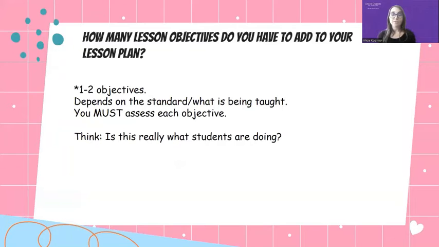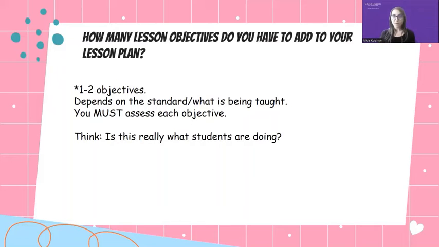Okay, so the first question is, how many lesson objectives do you have to add to your lesson plan? This really is going to depend on what you're teaching, but you do need to have at least one. You should have an objective for your lesson, but you can have about two, but you probably don't want more than one or two because you have to assess each objective. So everything that you say that the students will be able to do in your lesson, you need to have on your exit ticket that shows you that they can do that.